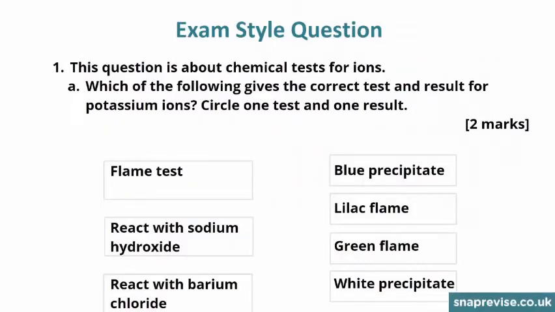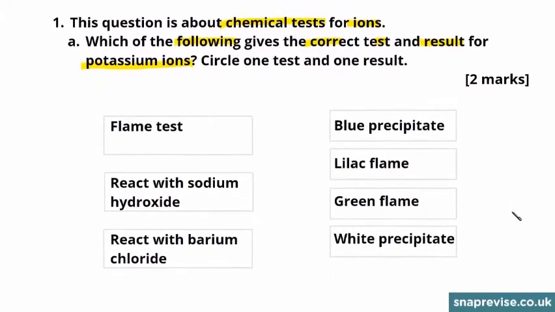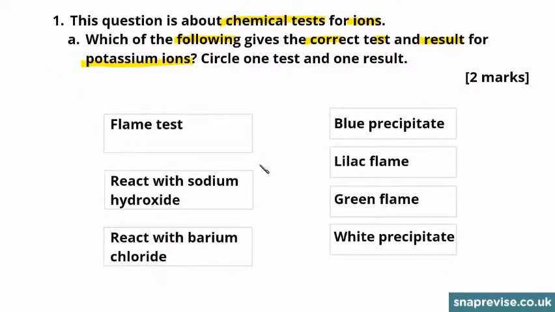Hi guys, in this video we're going to be looking at an exam style question about the chemical tests for different ions. The question starts by asking you which of the following gives the correct test and result for potassium ions. And you're told to circle one test and one result out of the following options. On the left hand side we have 3 different tests and we have 4 different results on the right hand side. Let's start by looking at the tests.